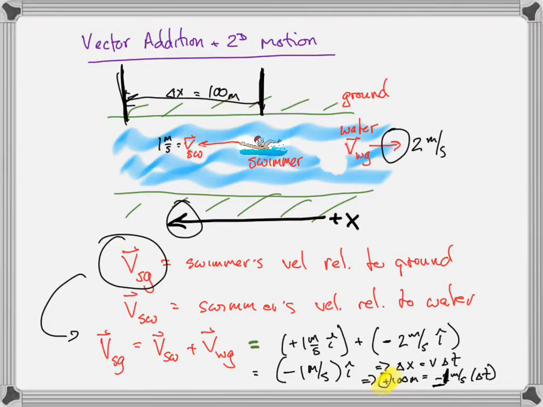So that's velocity addition, right? But the next thing we want to do is think about what happens if the swimmer is swimming across the river instead of down or up the river. And that's where we're really going to get into two-dimensional motion.